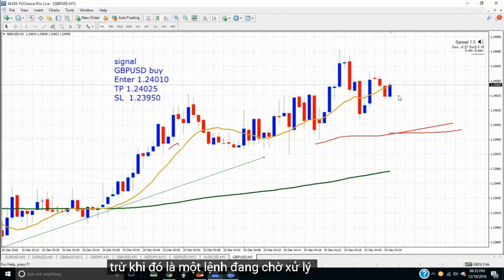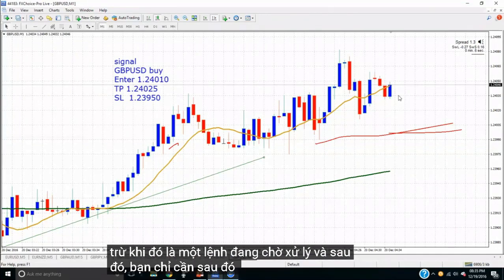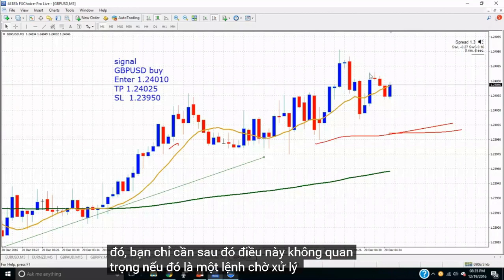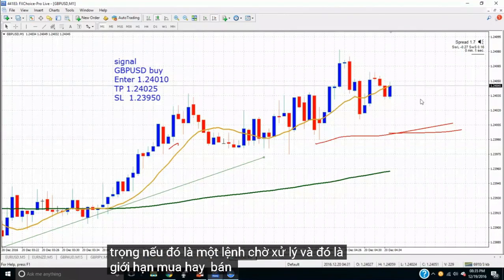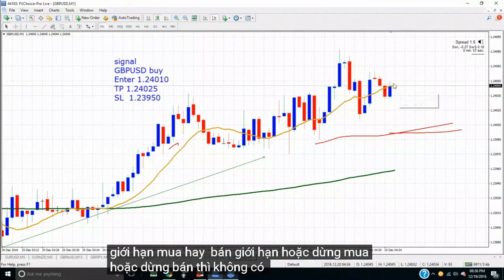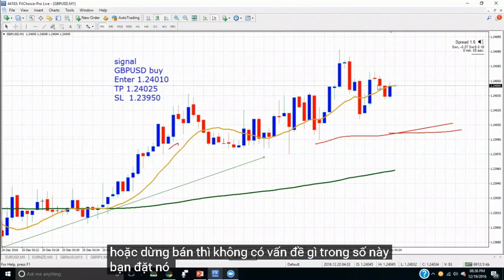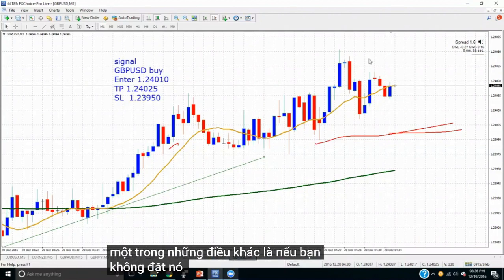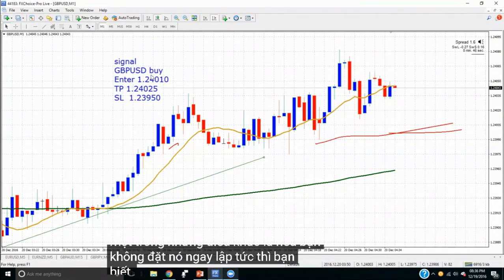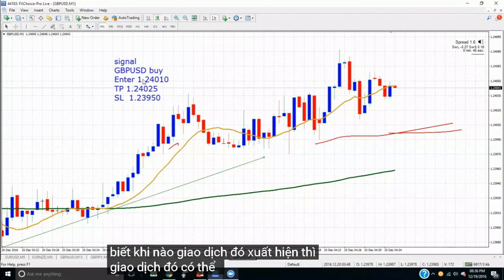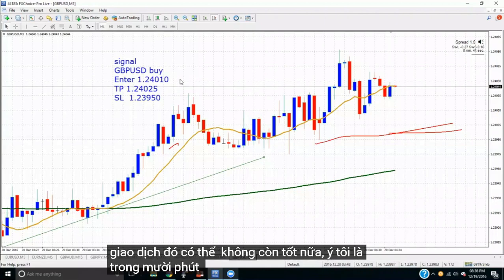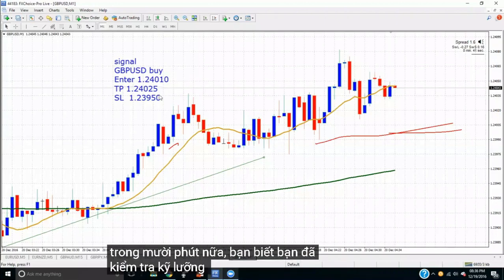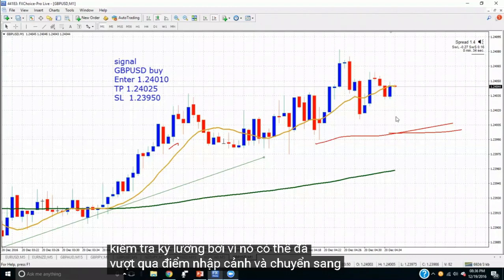Unless it's a pending order, and then this doesn't matter. If it's a pending order and it's a buy limit or a sell limit or a buy stop or a sell stop, then none of this matters. You put it in just like it says. One of the other things is that if you don't put it in immediately, then when that trade comes out, that trade might not be good anymore. I mean, in 10 minutes, you've got to double check, because it may have already passed the entry point and gone on to something else.